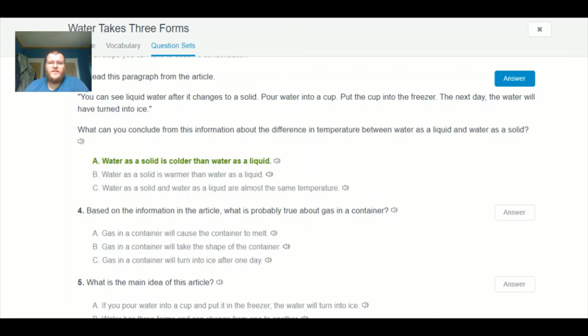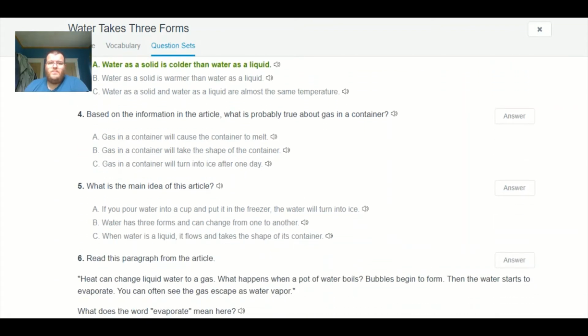A. Correct. Water as a solid is colder than water as a liquid. Water as ice is much colder than water as a liquid. Number 4. Based on the information in the article, what is probably true about gas in a container?